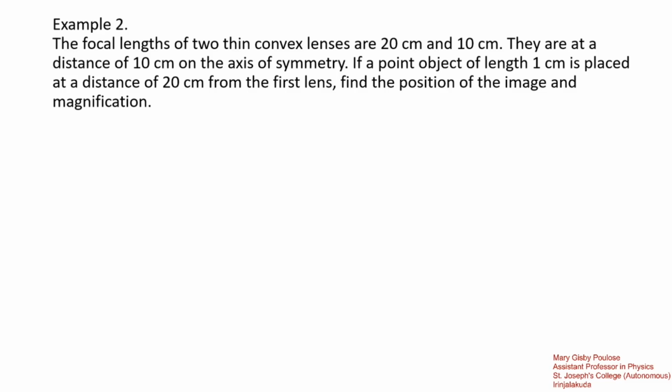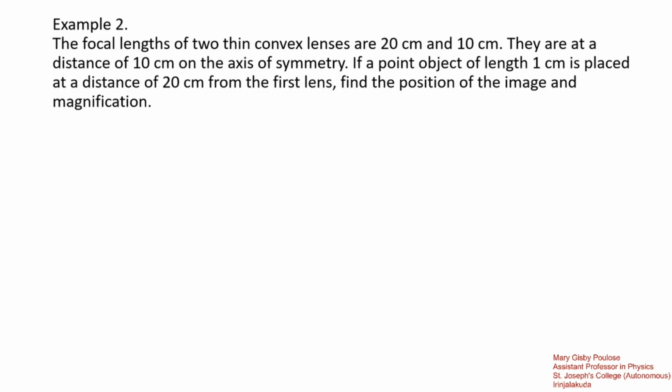The given example is: the focal lengths of two thin convex lenses are 20 centimeters and 10 centimeters. They are at a distance of 10 centimeters on the axis of symmetry. If a point object of length 1 centimeter is placed at a distance of 20 centimeters from the first lens, find the position of the image and magnification.